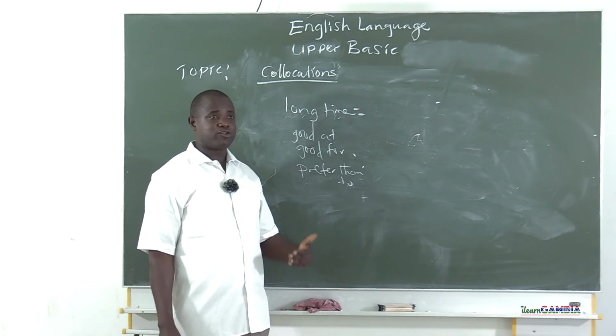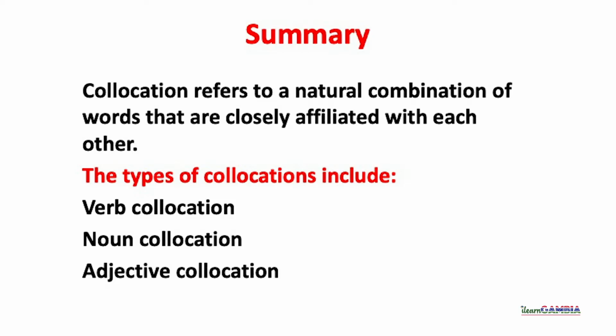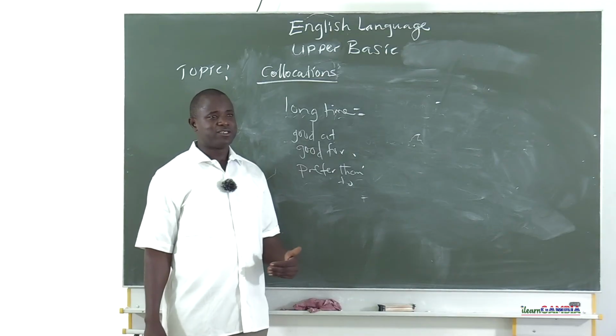So that is the end of it. So we're going to look at our summary. Collocation refers to a natural combination of words that are closely affiliated with each other. That is, these two words are always or highly frequently used in either speaking or writing. So we have types of collocation, which include verb collocation, noun collocation, and adjective collocation. So that's it. Thank you very much.